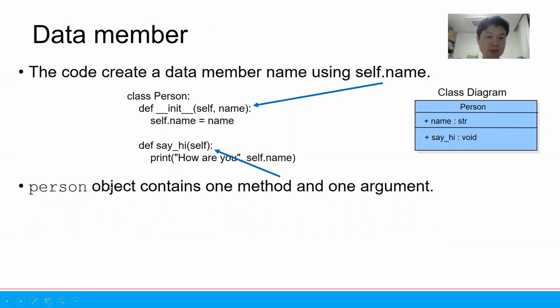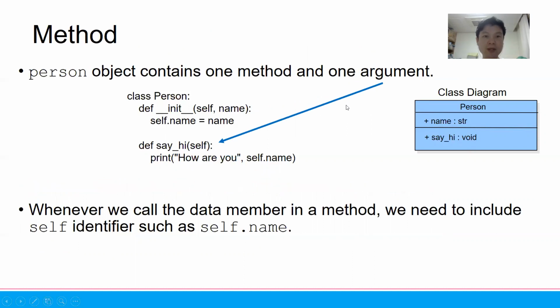And the person object contains one method and one argument. And the method is this, say hi. This is one method and there is one argument here, and this method will have all the attributes that you defined before. Whenever we call the data member in a method, we need to include the self identifier.